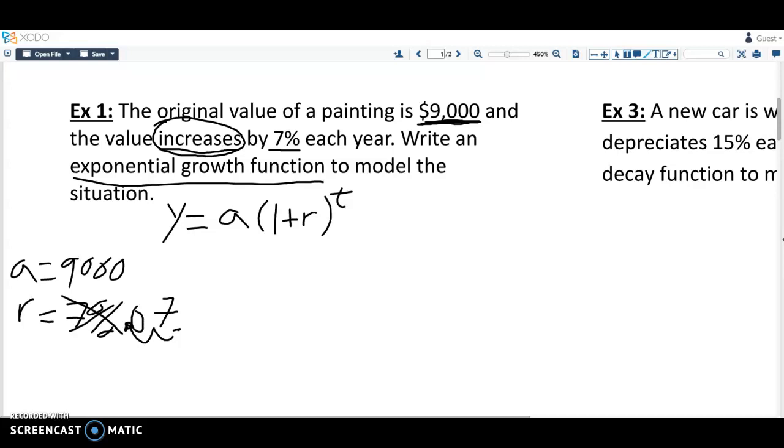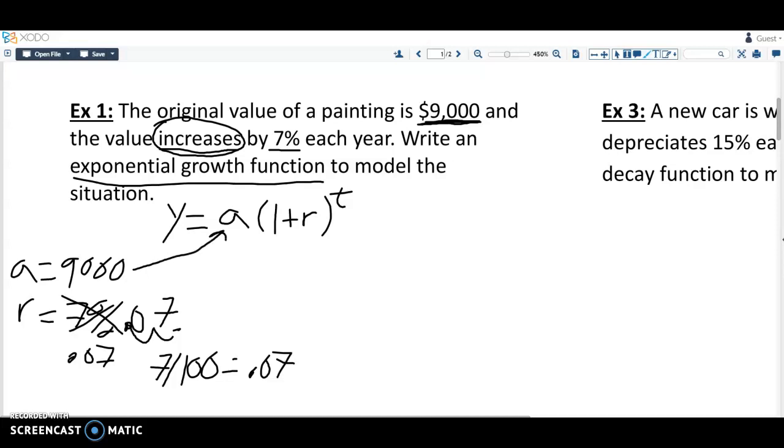And so then my r value is actually 0.07. Now, the other way that you could do this is you take the percentage that's given to you, so that number 7 again, and in your calculator, you type in 7, and then you divide it by 100. And that's going to give you the same number, 0.07. So whichever way you prefer to do it, you're welcome to, but you have to make sure you change the percentage into a decimal.